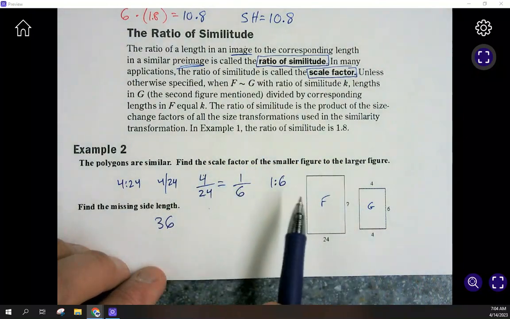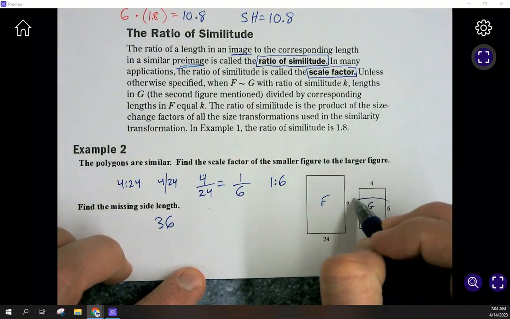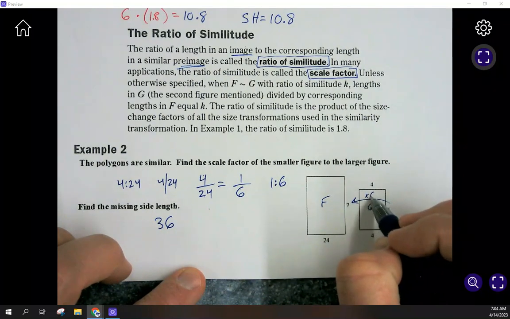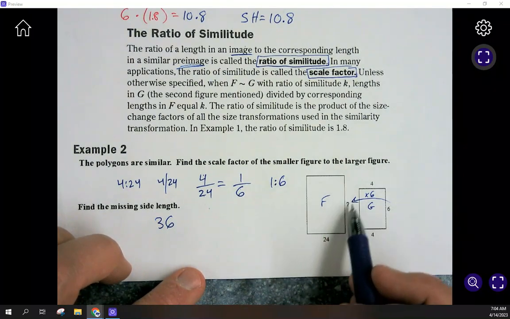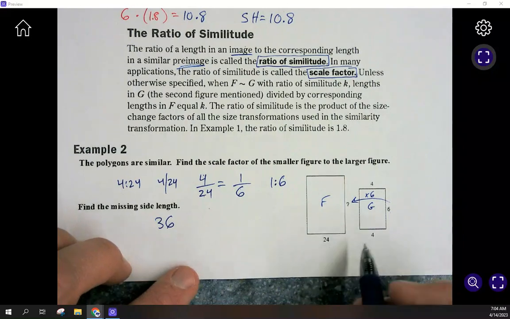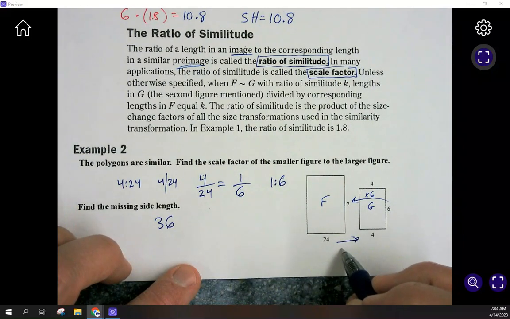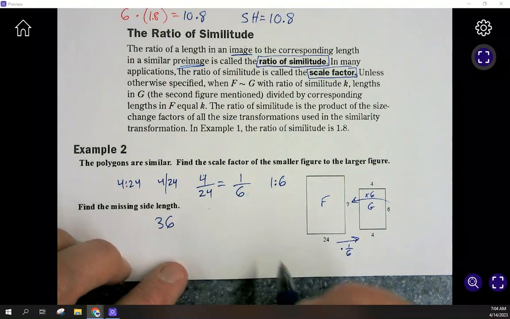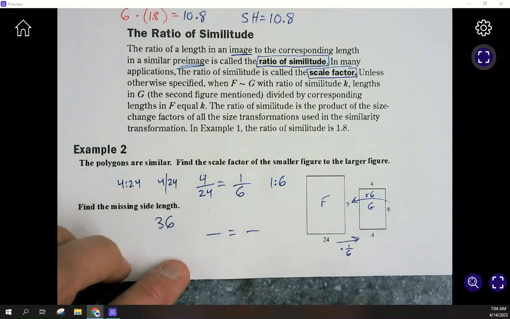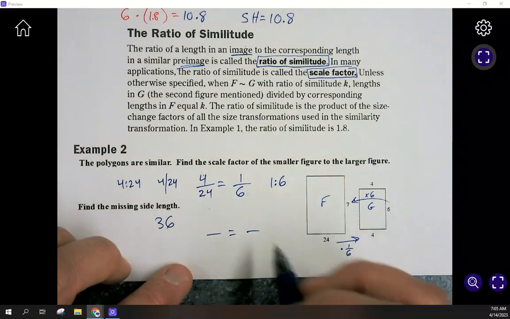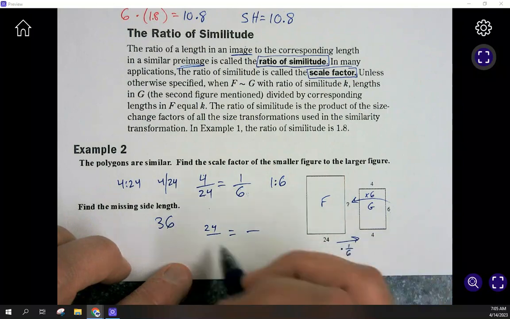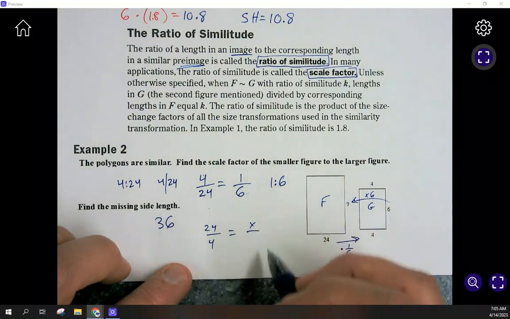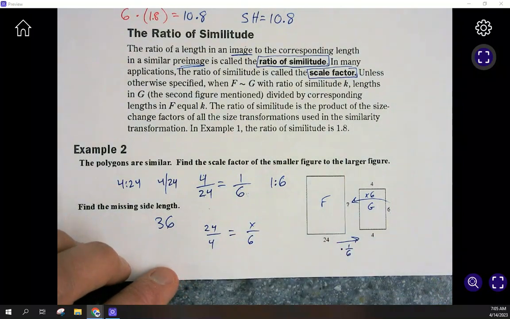All right, so you can use the scale factor. You can use the ratio of similitude to go this direction if you want, times 6, or to think backwards, something divided by 6 got me 6 because this divided by or times 1/6 relates it better. But remember, timesing by 1/6 is like dividing by 6, going that direction. And also remember, you can always set up a proportion with these ratios. You can say 24 compares to 4, the same way that x compares to 6.